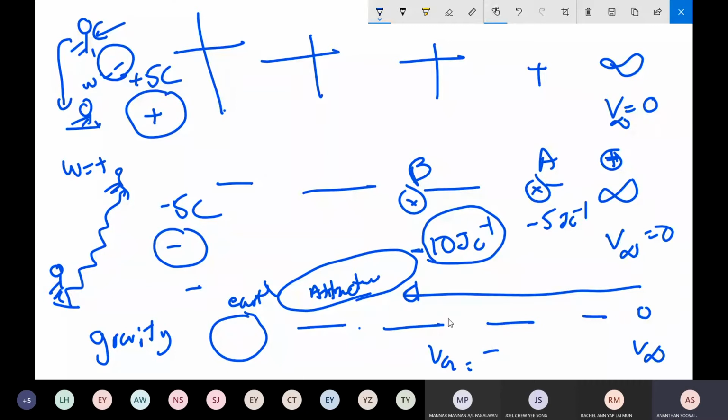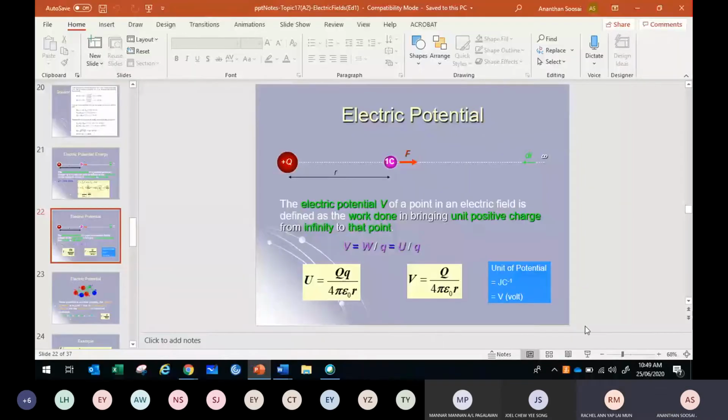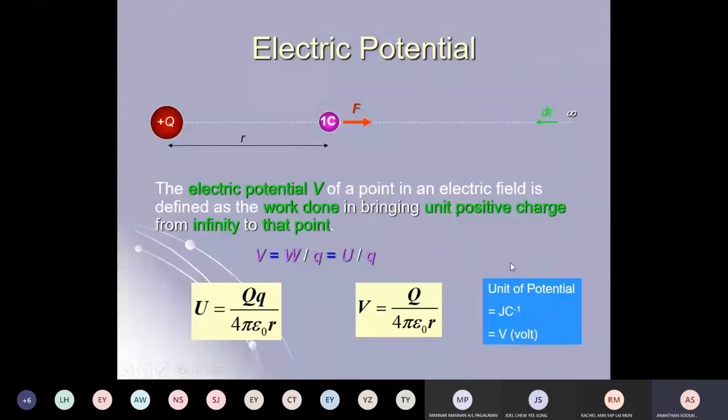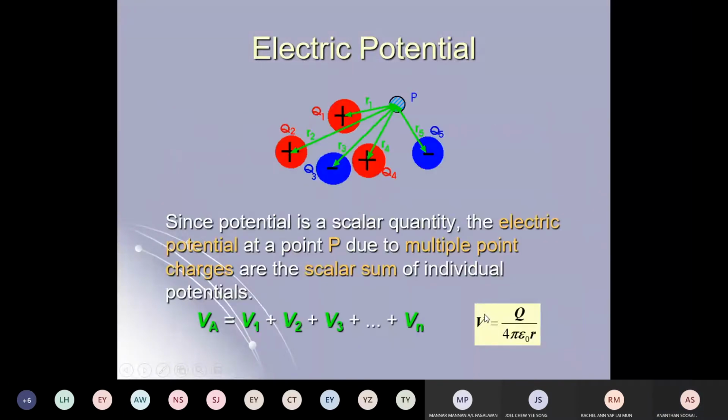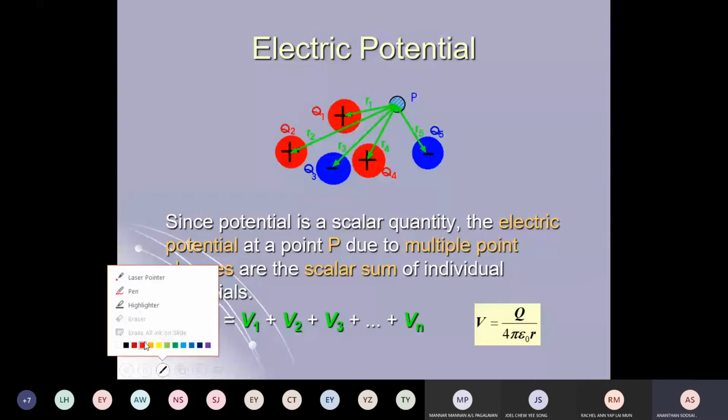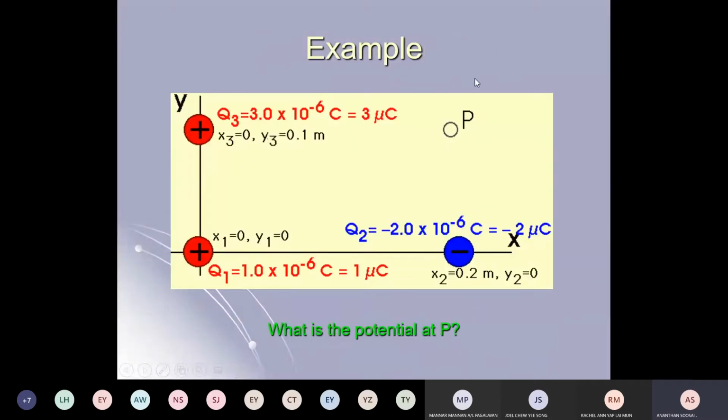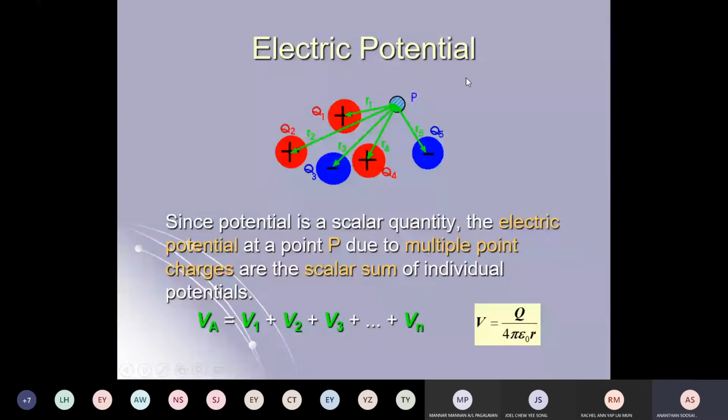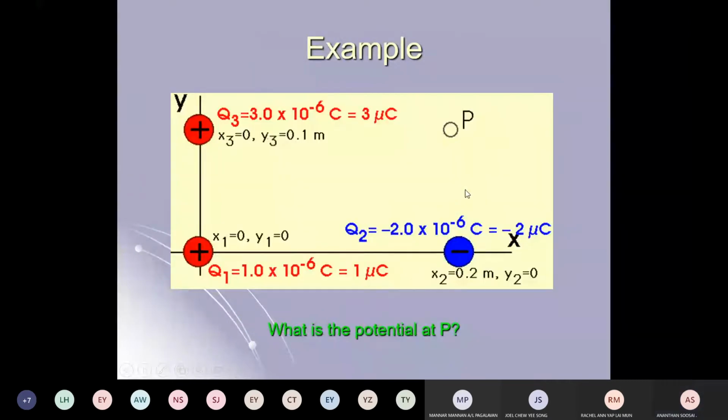Okay, good. So let me go back to this slide. Okay, so kQ over r. Electric potential is a scalar quantity. I just want to tell you, electric potential is what? It's a scalar quantity.